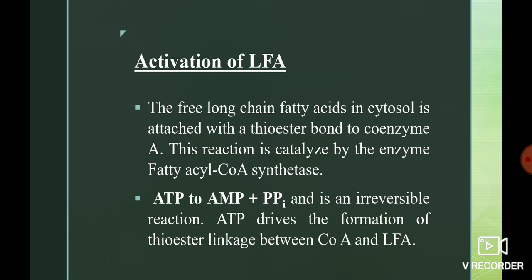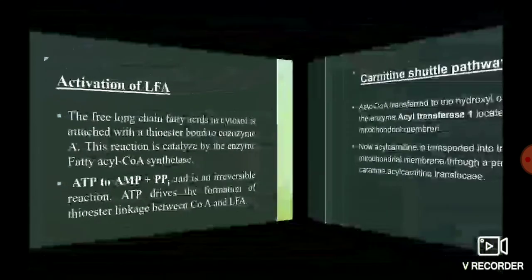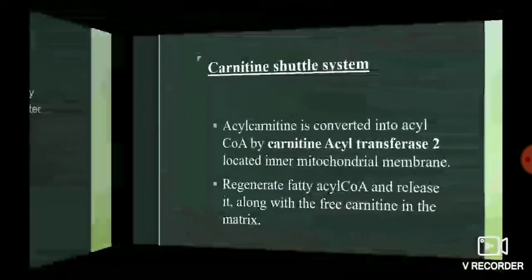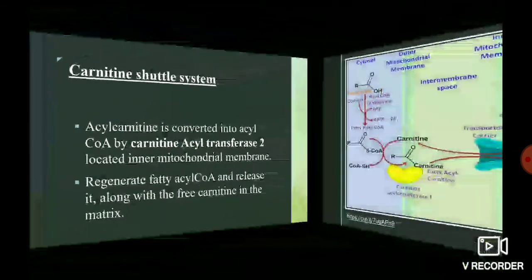Carnitine is acting as a carrier, or you can say a loading compound. So acyl-CoA will bind to the carnitine, and this process occurs in the presence of an enzyme which is called Acyltransferase 1. I'm repeating, Acyltransferase 1. You have to remember this enzyme, which is located outside the mitochondrial membrane. Let's see this whole process with a diagram for your better understanding.